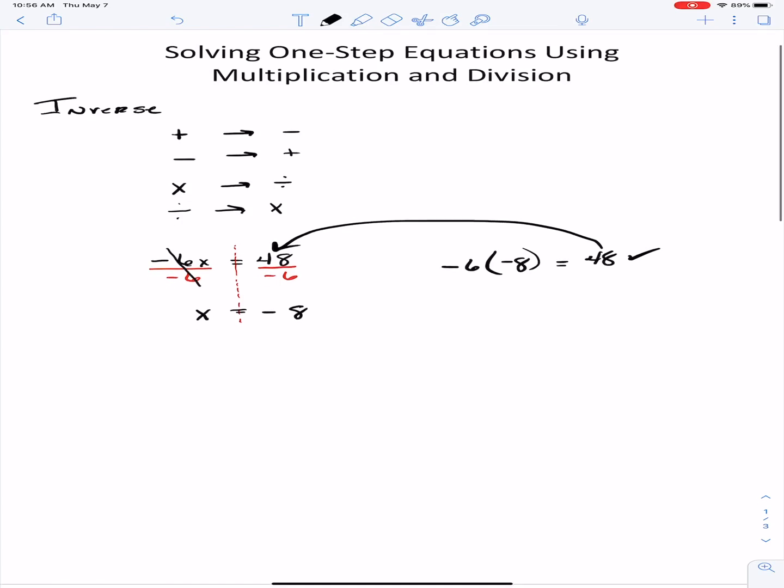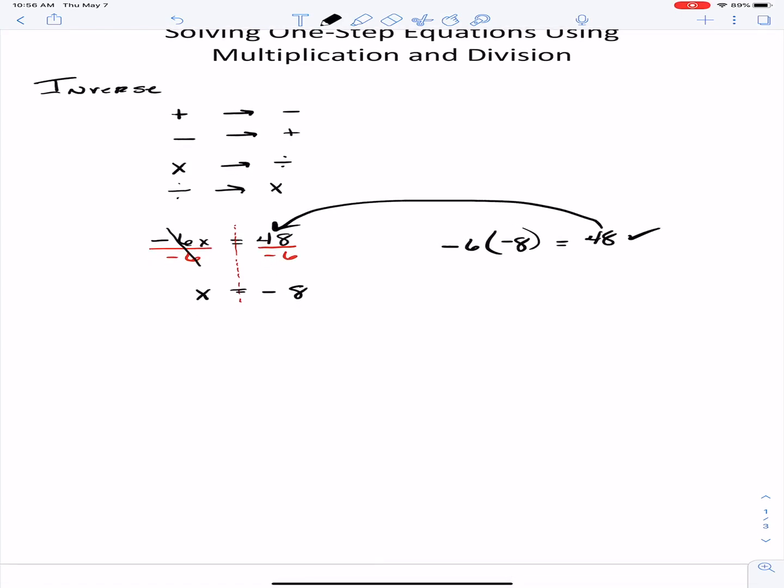Let's look at a division problem. How about W divided by 7 equals 3? Well, if you remember from an earlier lesson, whenever we see fractions, I want you to think of division, because this means W divided by 7, okay? W divided by 7. Well, the inverse property of division is multiplication.